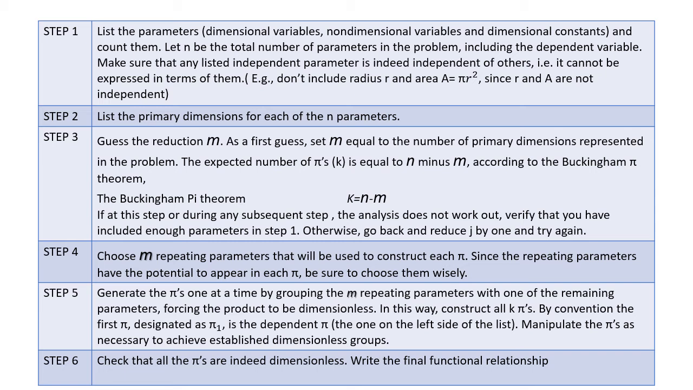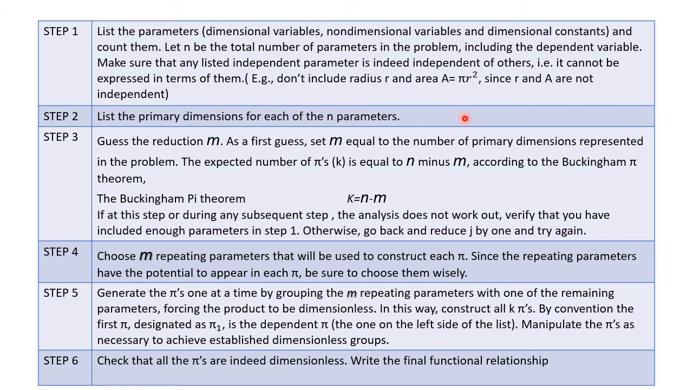Step 2 is to list the primary dimensions for each of the n parameters. In the problem they'll give you some parameters, like density, viscosity, speed, acceleration. These are the parameters. For each parameter we have to write the dimensions. That's what I told you, it's very important, you need to practice. You need to remember the dimensions of all the physical quantities. So step 2 is to list the dimensions of each of the n parameters.